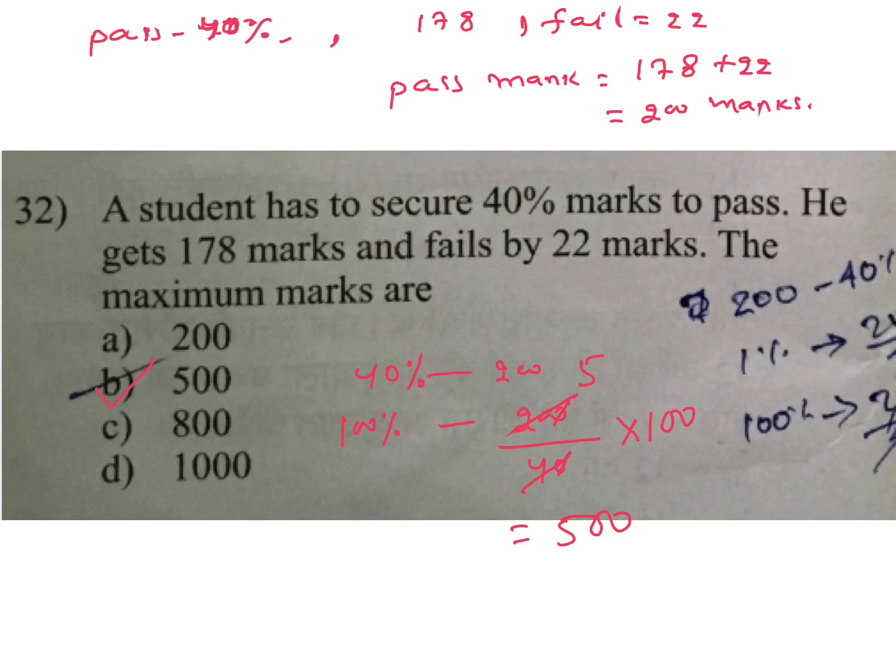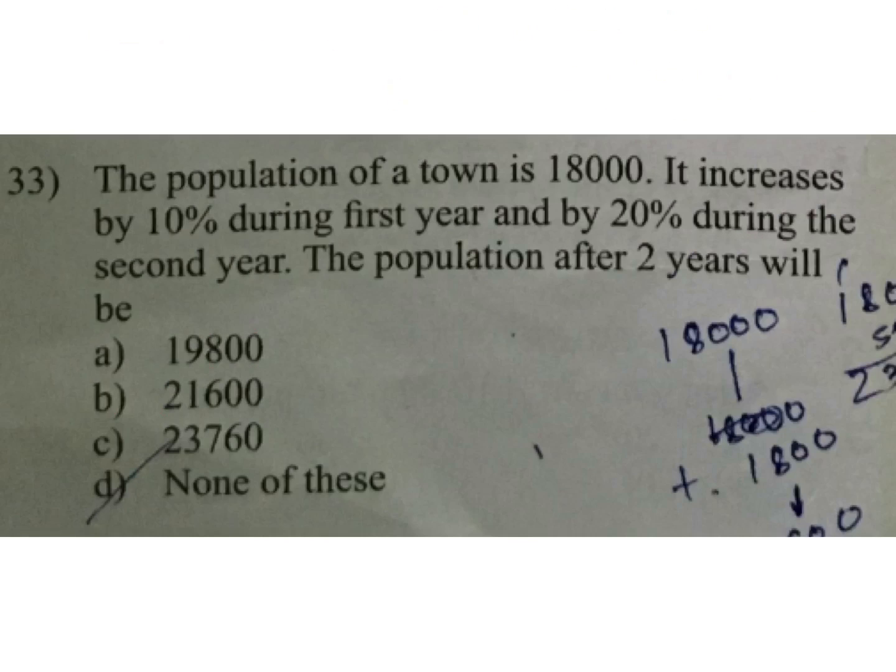The population of a town is 18,000. It increases by 10% during first year and by 20% during the second year. The population after 2 years will be how much? After 2 years. So here first population is 18,000 initially. For first year rate is 10% and for second year rate is 20%.